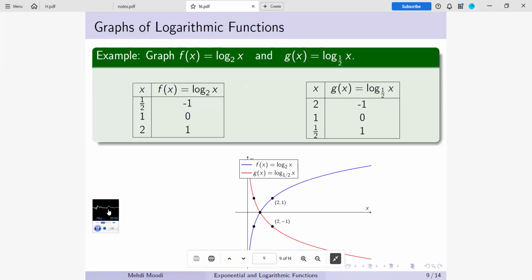To graph log x base 2, first accept that it's not in a hurry. It grows painfully slow. Start by plotting a few points. Log 1 is 0, log 2 is 1, log 4 is 2. That's about as exciting as it gets. This graph rises like it's absolutely exhausted.